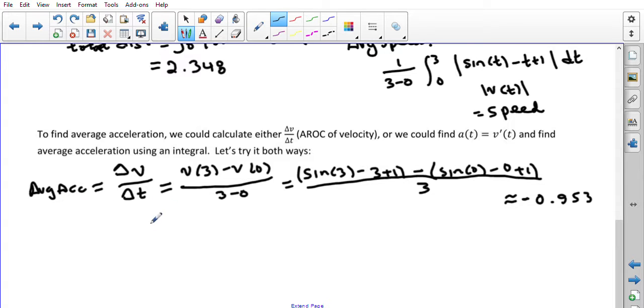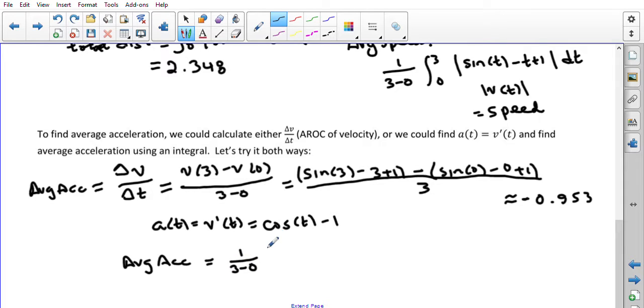The other way that we can do this is to say, well, acceleration is equal to the derivative of velocity. And if we take the derivative of our function, we're going to get cosine of t minus 1. So we can say that average acceleration is going to be 1 over 3 minus 0 times the integral from 0 to 3 of the acceleration function, which is cosine of t minus 1 dt. And again, put that in the calculator, we get minus 0.953.